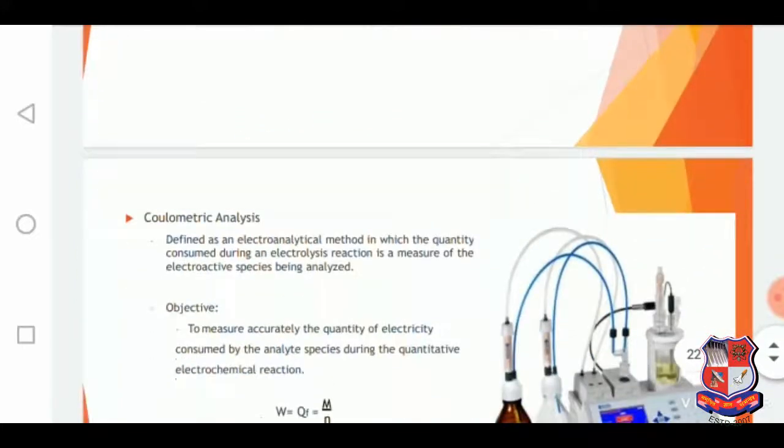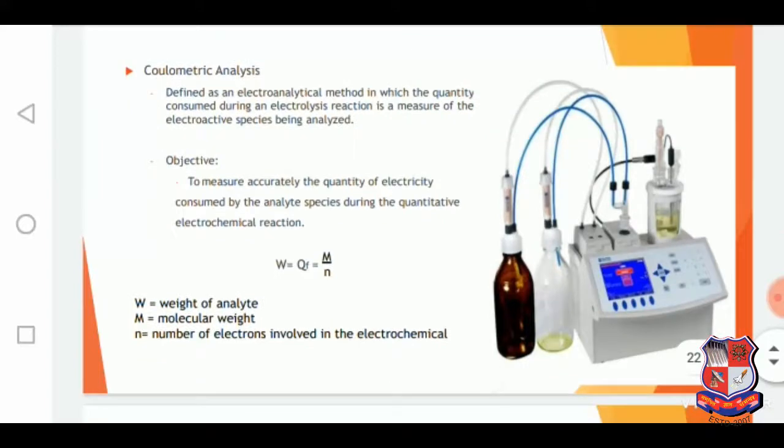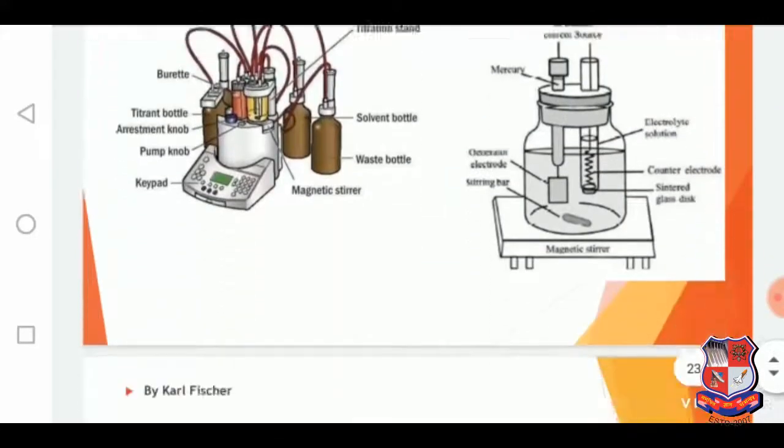Colorimetric analysis is also a type of electrochemical method, and it is widely used, same as polarographic analysis. It has some other principle involved. These are the illustrated diagrams over here.